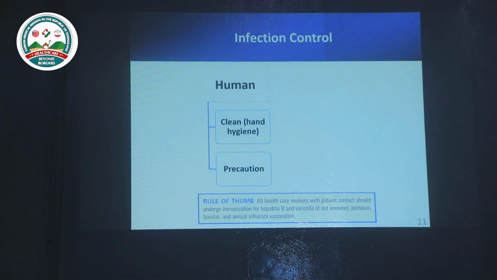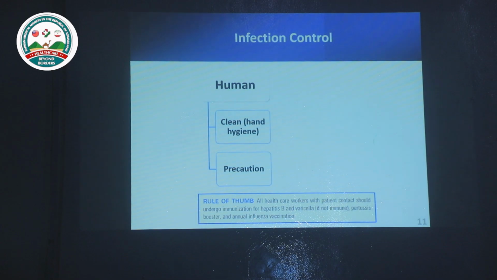For human, the first thing we need to do is wash our hands. In this part, I'd like to mention that we have dry hand washing with alcohol and also wet washing with soap. If you directly touch the sputum or blood from the patient, you need to do wet washing for at least 40 to 60 seconds.